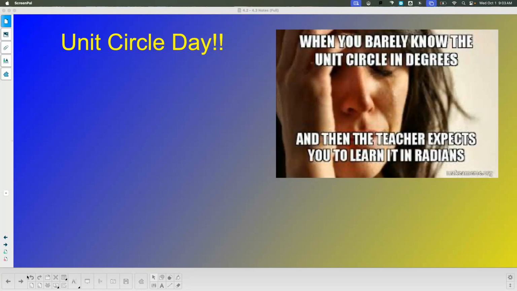Then next week we'll be doing more with applications and reference angles and coterminals. But most importantly, next week, Thursday, is your unit circle memorization quiz. One shot, summative, gotta know. Okay? Okay? Here we go.